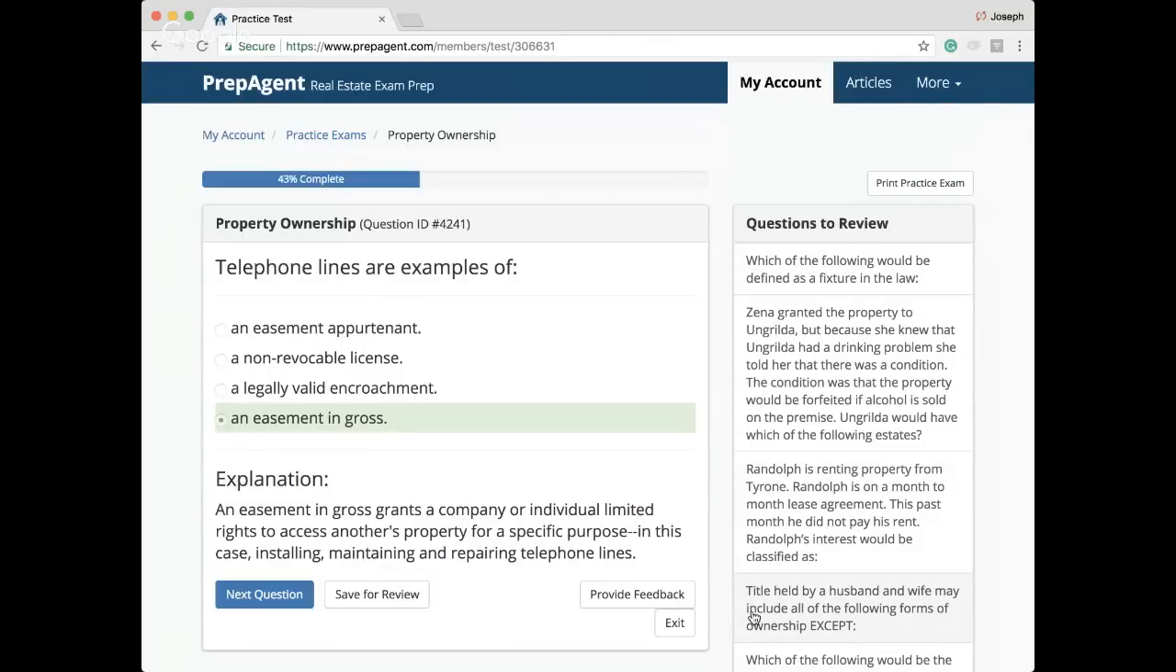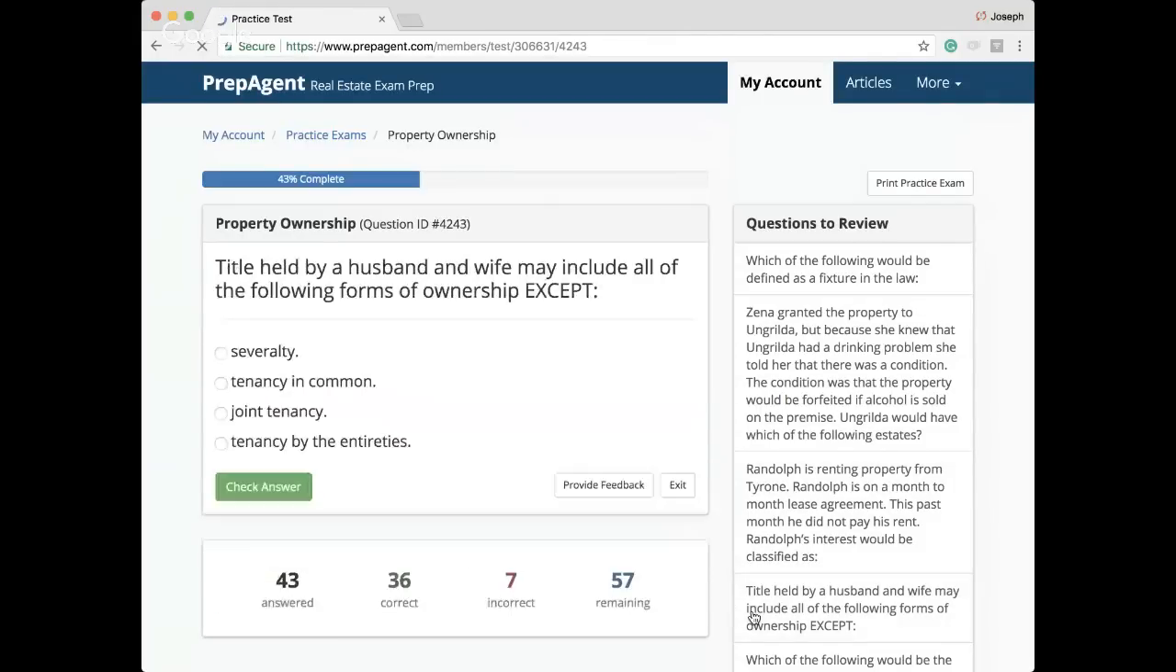Okay, next question. Title held by husband and wife may include all the following forms of ownership except severalty, tenancy in common, joint tenancy, tenancy by the entireties. What do you guys think?